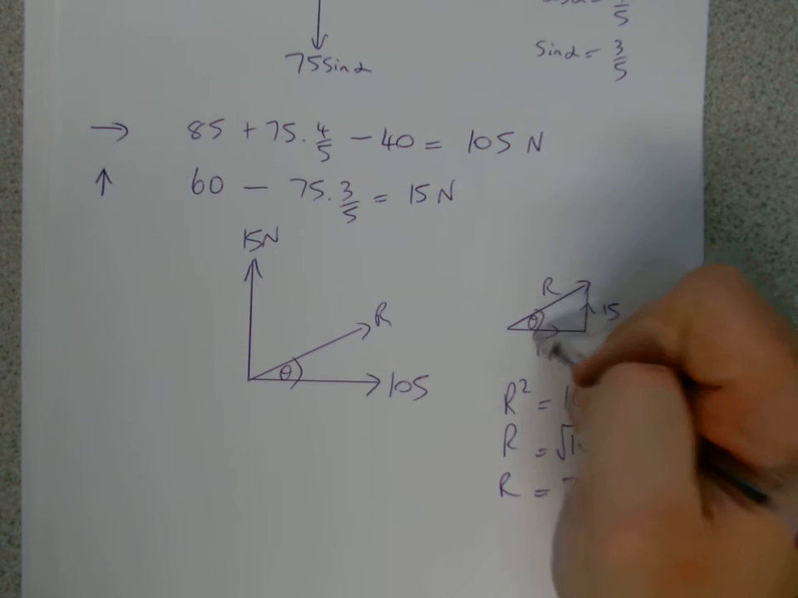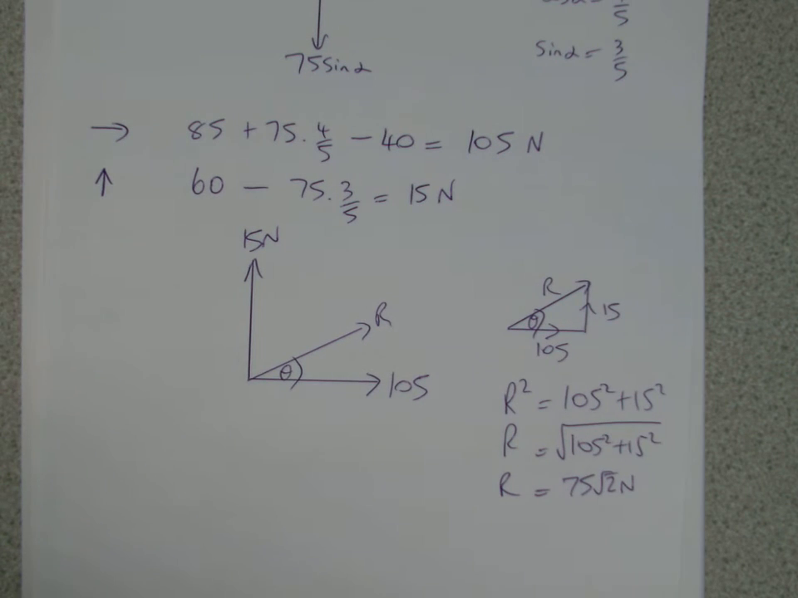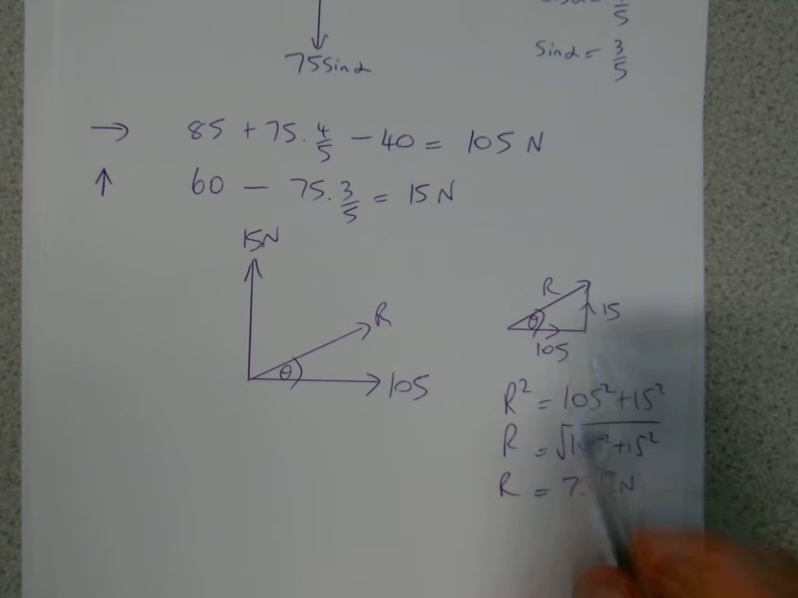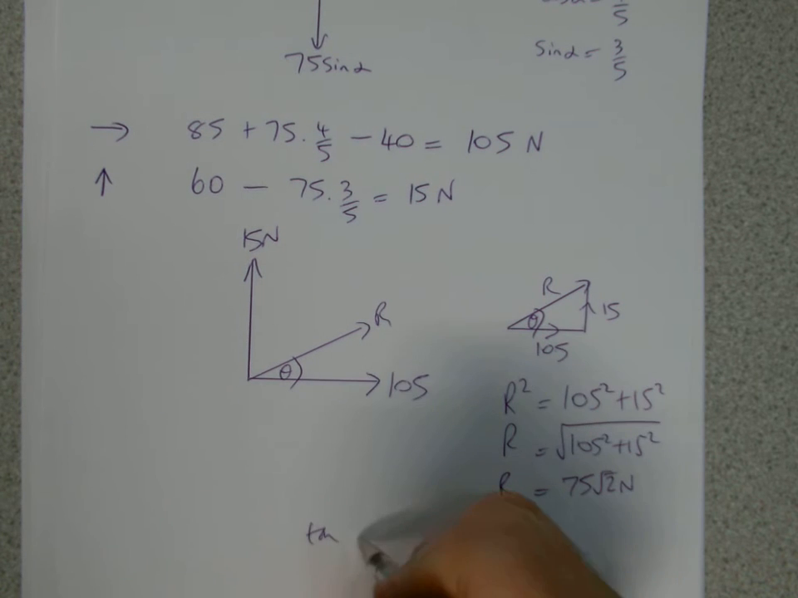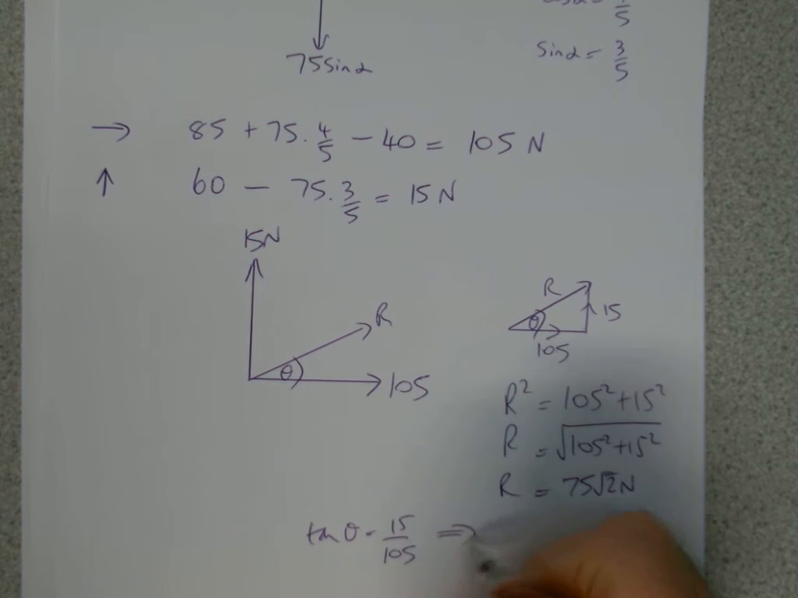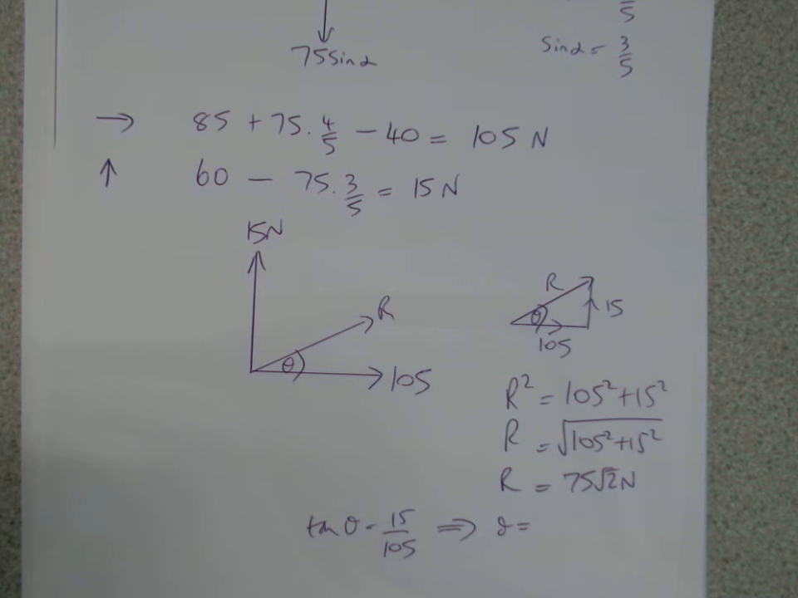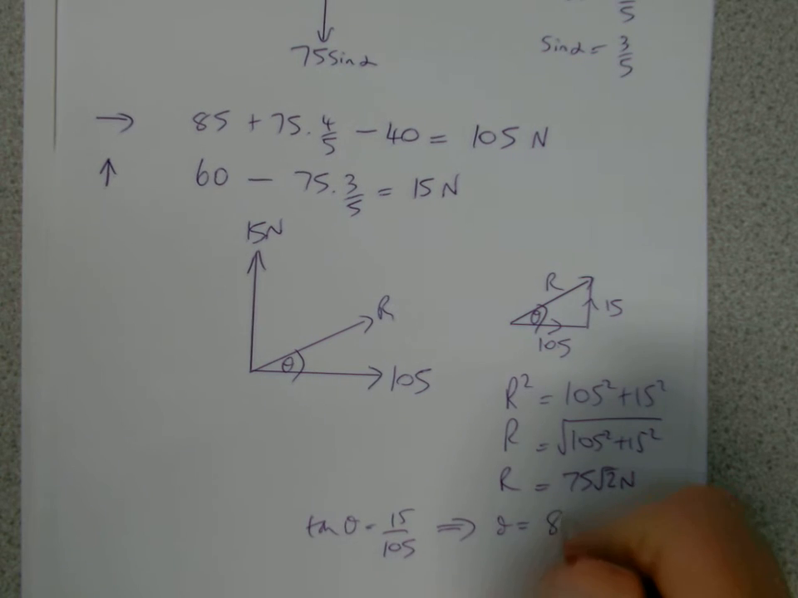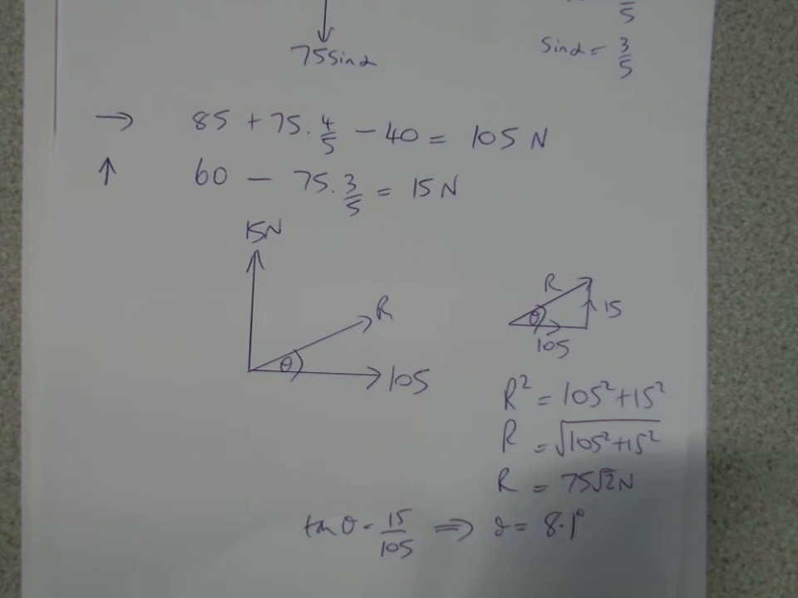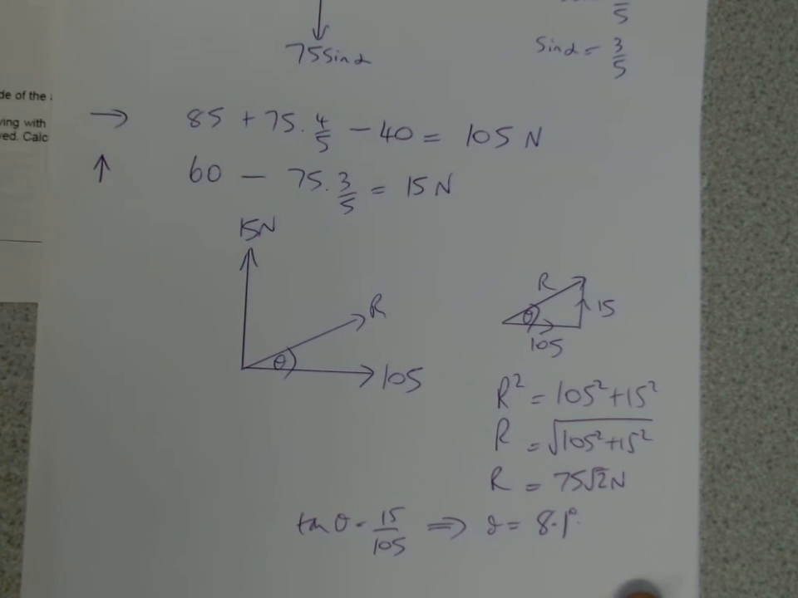And then we can work out this angle as well. The angle will be tan of opposite over adjacent, so tan to the minus 1 on my calculator. And I get, as I said, a small angle, 8.1 degrees. So we've got the resultant force and the angle it makes.